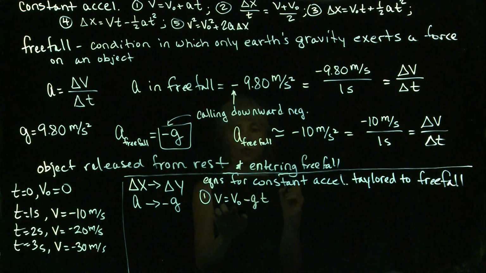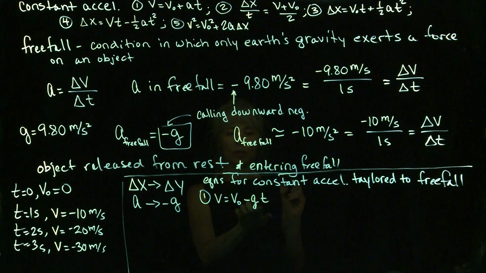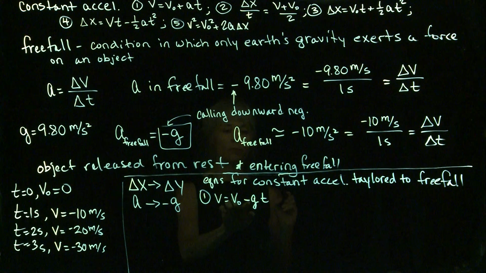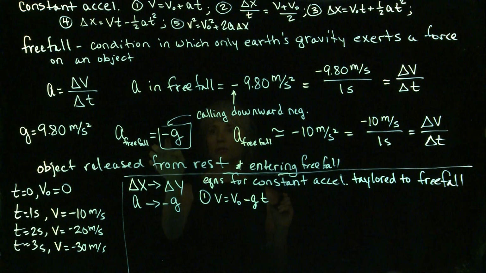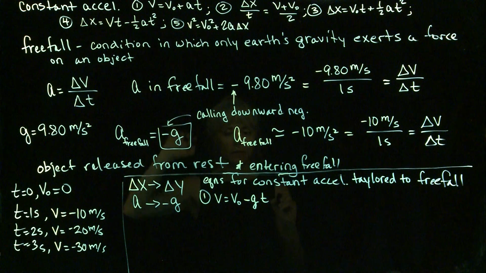Okay? So if I know the final velocity and the initial velocity, then using this equation, I would plug in 9.80 for g. I would be very careful. g is a positive 9.80. The minus sign comes from the fact that we're calling downward negative. So we're saying the acceleration is minus g. So we've already put in the negative sign here.